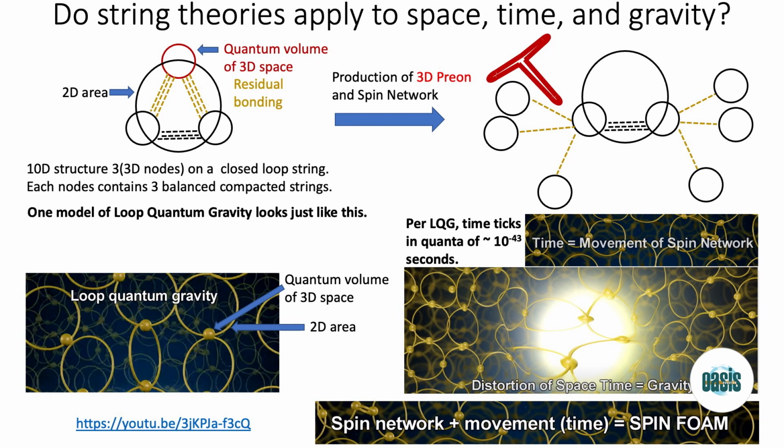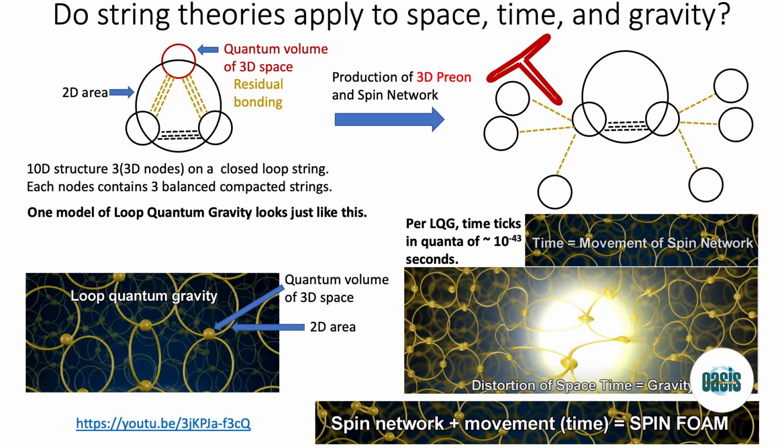In fact, there's a theory called loop quantum gravity, one of the loop quantum gravity models that looks just like this. So here are these rings that are 2D areas of space like that, and at the nodes are 3D volumes of space. And those are connected together. So in loop quantum gravity, time ticks in quanta because space is actually granular. And so it would tick at Planck time, which is the time it would take light to travel a Planck distance. And that turns out to be about 10 to the minus 43rd or 10 to the minus 44th of a second.